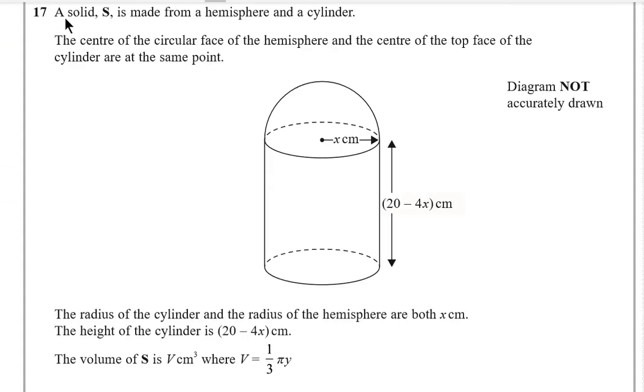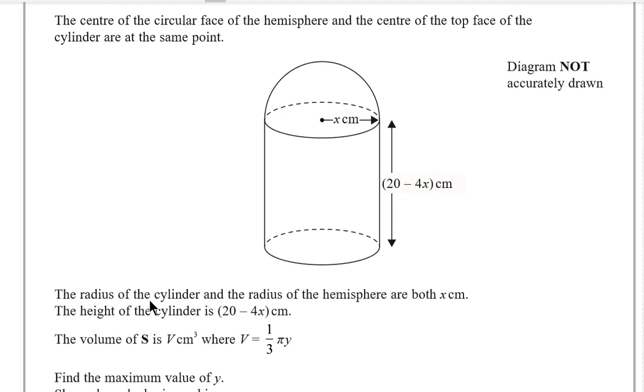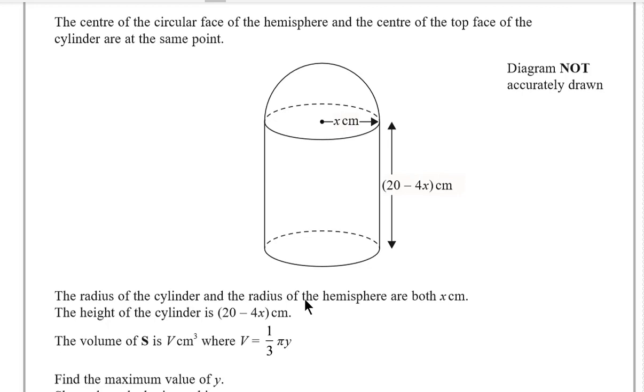Okay. A solid S is made from a hemisphere and a cylinder. The center of the circular face of the hemisphere and the center of the face of the cylinder are at the same point, which is this point, okay? The radius of the cylinder and the radius of the hemisphere are both x centimeters, very clear from the diagram also. The height of the cylinder is 20 minus 4x. This height is 20 minus 4x, okay?